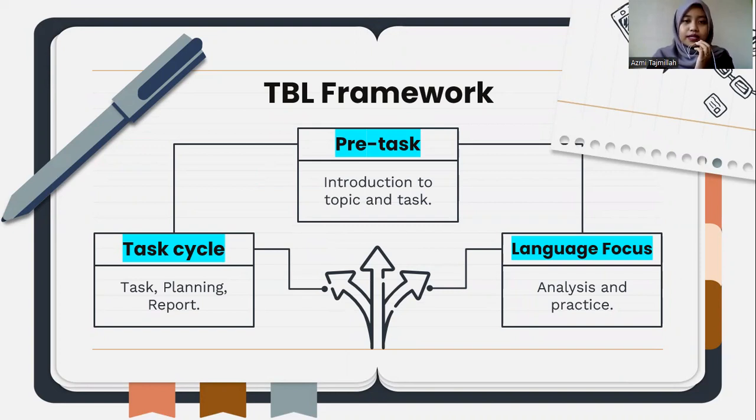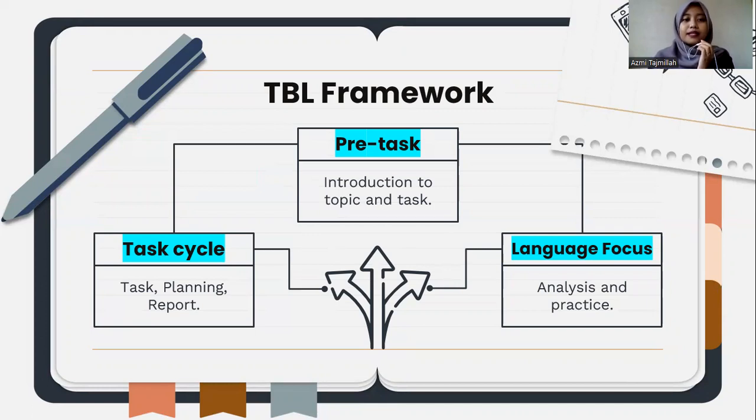The first one is pre-test. Pre-test is introduction to topic and task. So usually the teacher would give an instruction to their students and give a hint that is related to the topic, and students would answer the questions by their own thoughts, or it is like brainstorming.